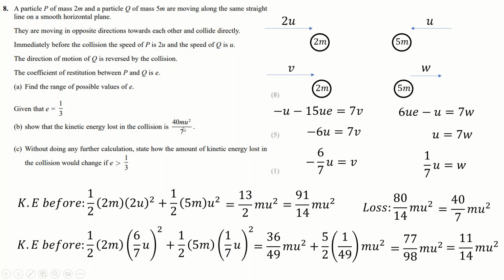And without any further calculation, state how the kinetic energy lost would change if E was bigger. If E is closer to 1, you get a more ideal, more elastic collision, which means less energy would be lost. And that's all you need to say.